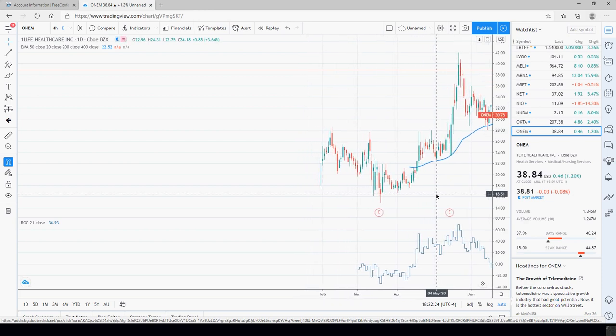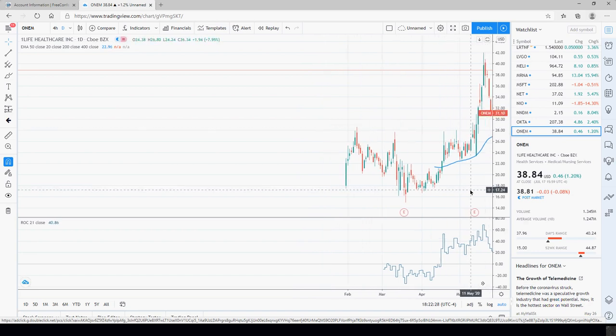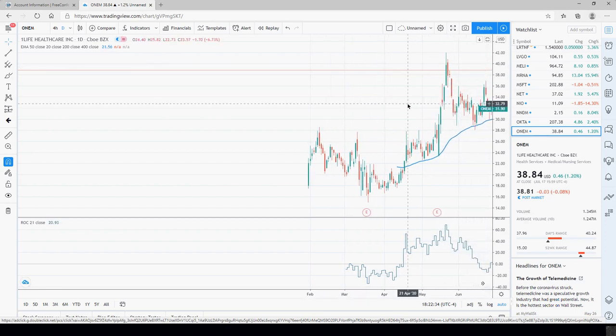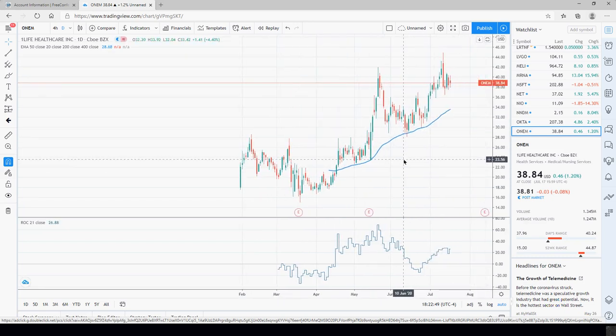But this is a much safer spot to buy the stock than this spot, right? Would you agree? Buying something at 40 is more dangerous than buying something at 30, especially in this case. That's the only thing I want you guys to understand: whenever there's something that rallies hard, wait for a pullback. The simplest pullback is when it touches the 50. That's it. Any other questions?